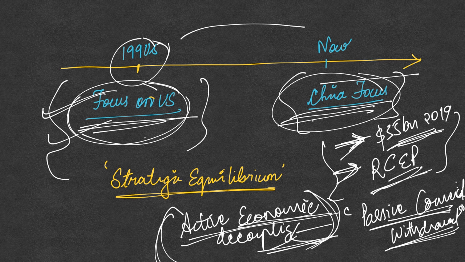So this whole article was basically about our strategic autonomy in the 1990s, how it was and how we dealt with it, and what our strategic autonomy is focusing on at present with China's increasing power, and also how we have shifted from a passive commercial withdrawal to an active economic decoupling.